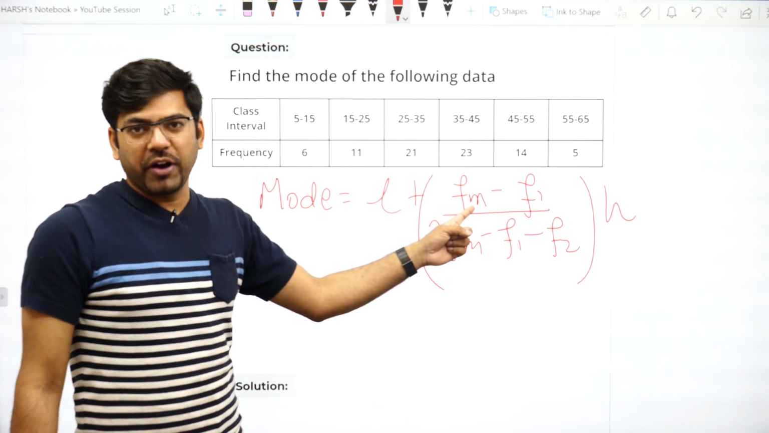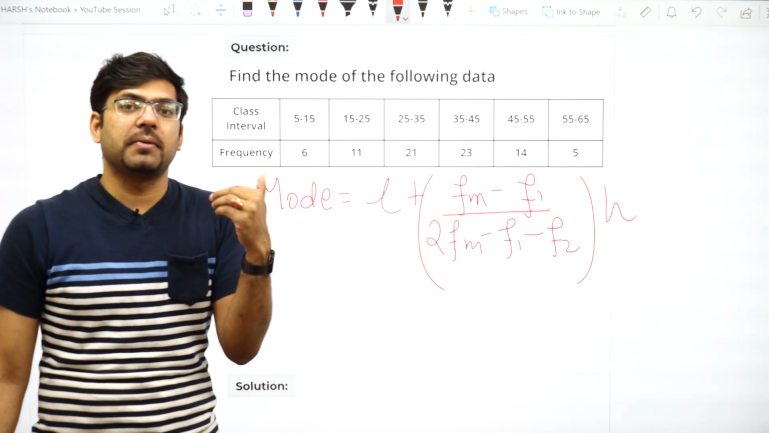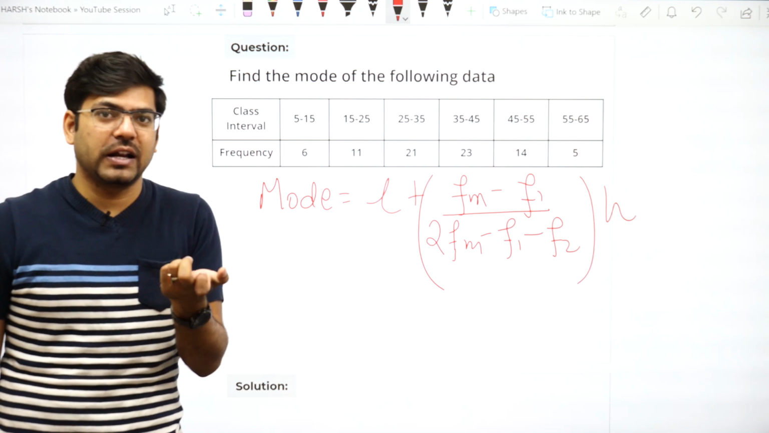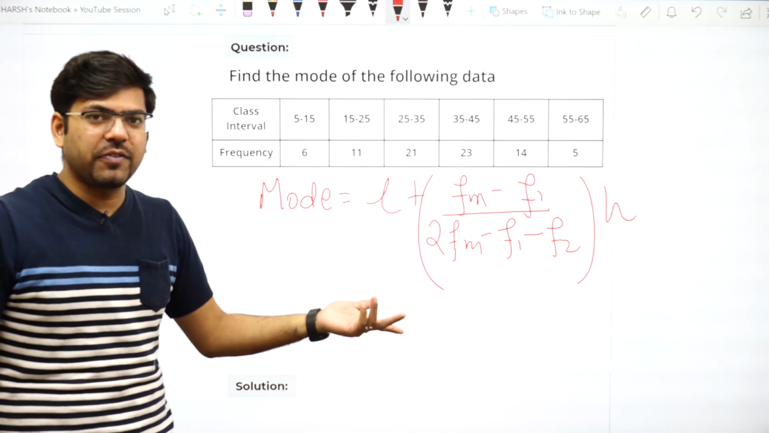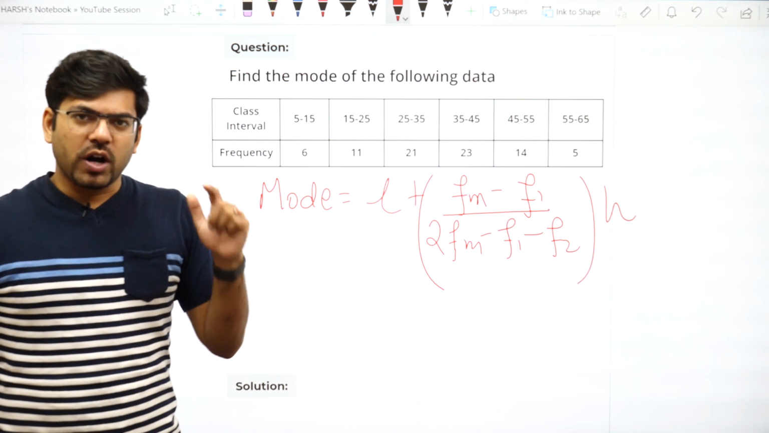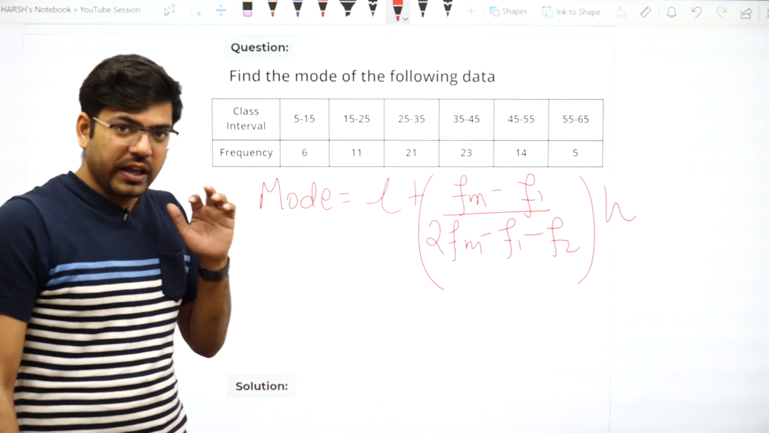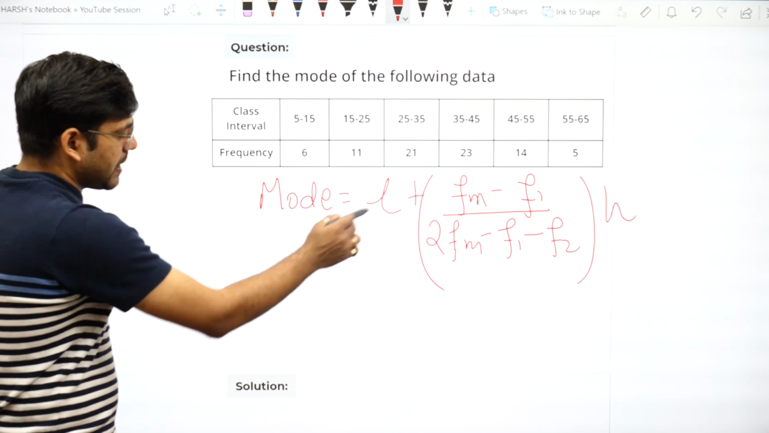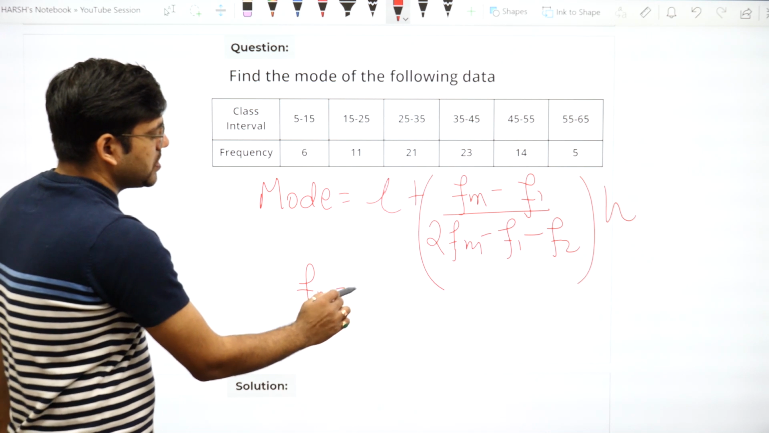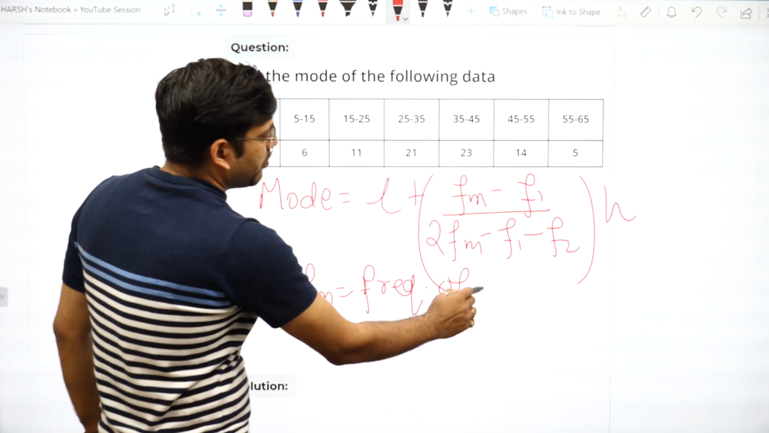If it is written F1 here, they would be describing that F1 is the frequency of the modal class. So here also Fm is the frequency of the modal class. So the formula might vary. It's not an issue. Whatever formula you are writing down, you should do one thing. If you are getting any confusion, write down what you have described. Say for example Fm. So write down here Fm is equal to frequency of modal class.